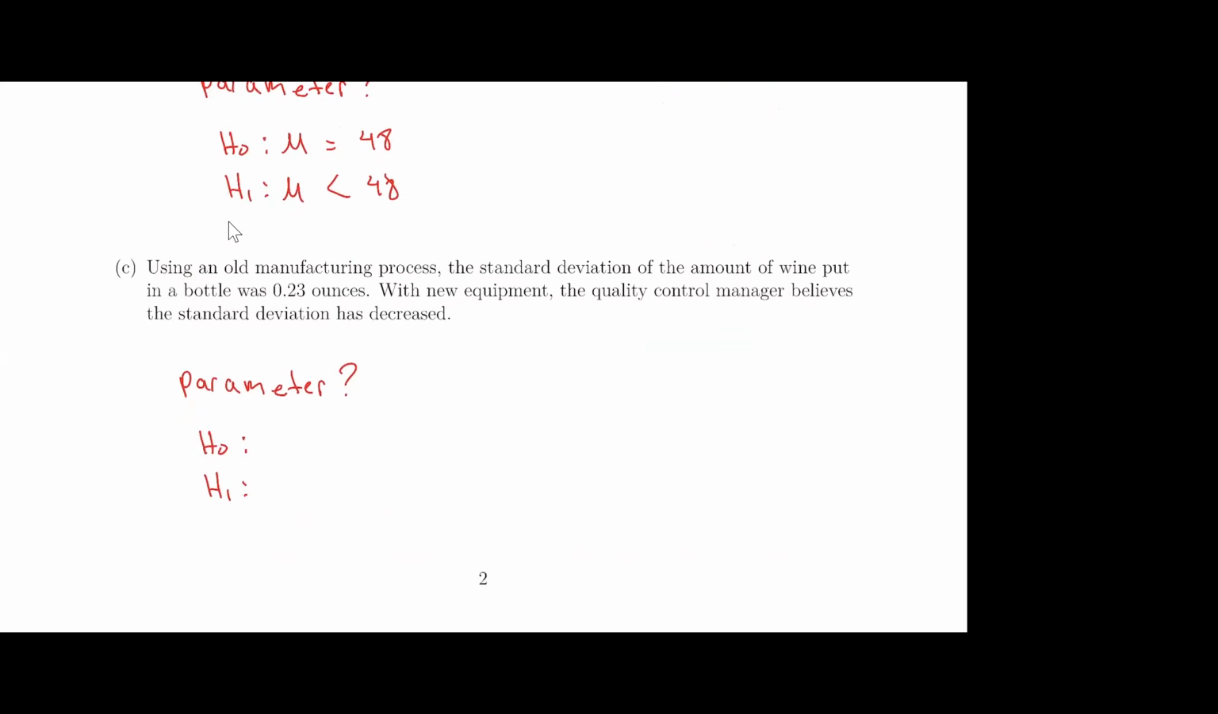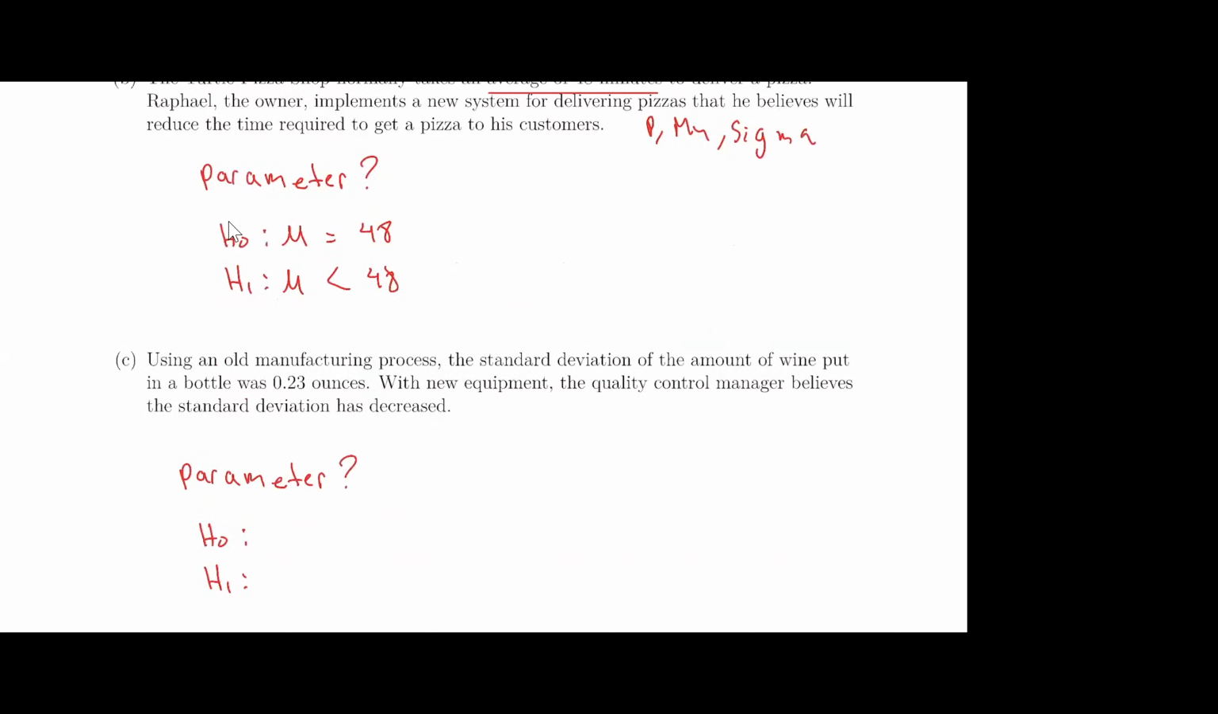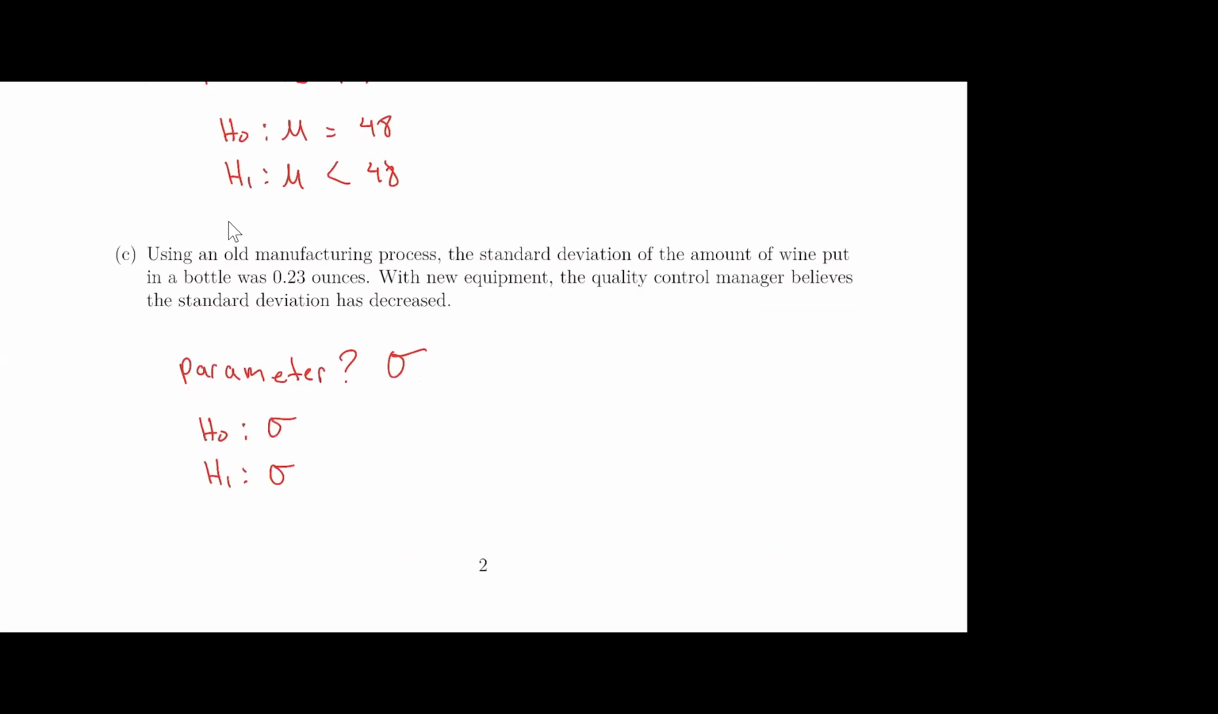It said using an old manufacturing process, the standard deviation of the amount of wine put in a bottle was 0.23 ounces. With new equipment, the quality control manager believes the standard deviation has decreased. For this one, which parameter are we testing? Forgot to put that here. Sigma, there you go, sigma, sigma, equal. All right, so what was the last known standard deviation that they gave us?